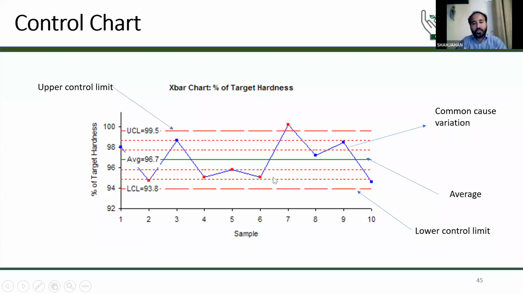So by this control chart, we can easily analyze our data, to see what's going on. The values are between the average, going up and down, or there's some other problem where values are going very high.